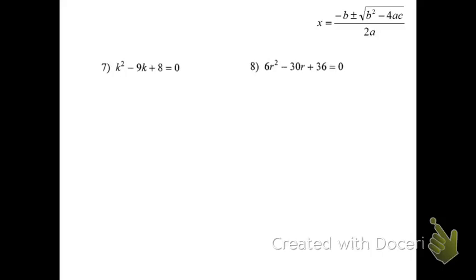All right, ladies and gentlemen, second part of the assignment, we're talking about factoring, so these should be pretty quick and easy. This first example here, I'm going to use the X method. What two numbers multiply to 8 and add up to a negative 9? That'd be negative 8 and negative 1.